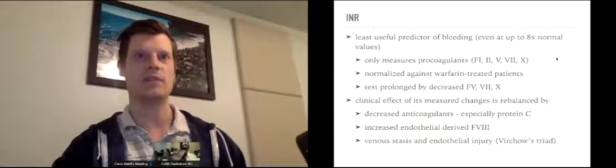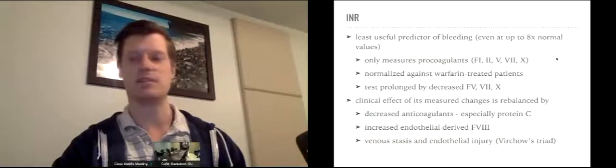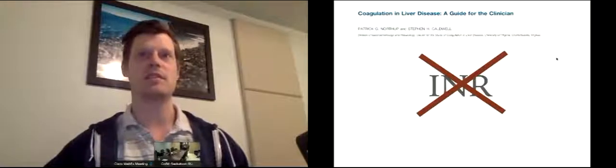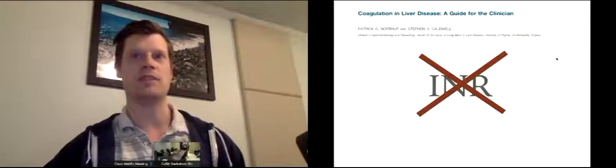To further devalue its use, the test is normalized against warfarin-treated patients based on the activity of a synthetic thromboplastin reagent. So each hospital uses a different thromboplastin reagent, and there's significant variation in the INR in cirrhotics between different hospitals, depending on which thromboplastin agent is used. Despite its shortcomings, the INR remains in widespread use for identifying bleeding risk, perhaps because of its availability, the lack of an established alternative, and a misunderstanding of its meaning.